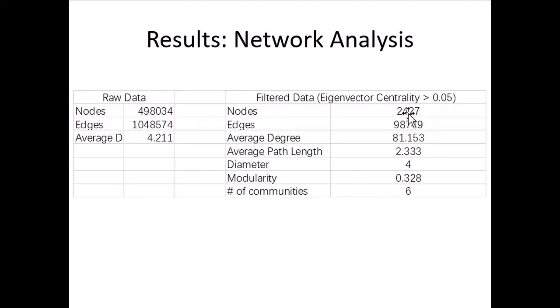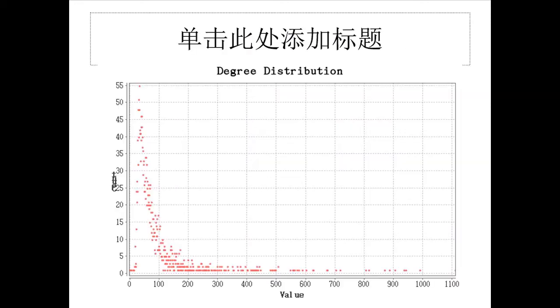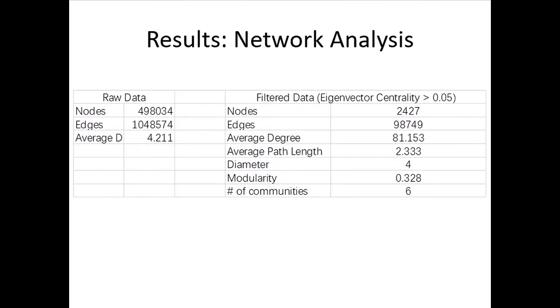And that gives us about 2,400 nodes and 100,000 edges. The average node degree is 81, which means each user is a friend of 81 other users on average. Here we can see the distribution of the degrees, which also shows a long tail effect. And on average, it takes about 2.3 steps in the relationships from any user to another user. The maximum distance in the network is only 4, which I think is very low.